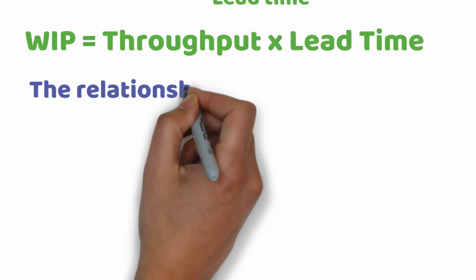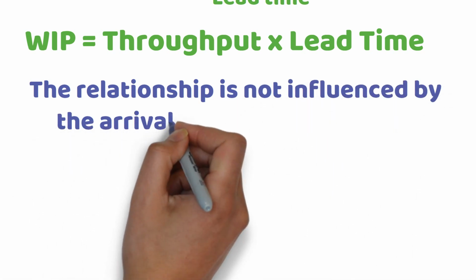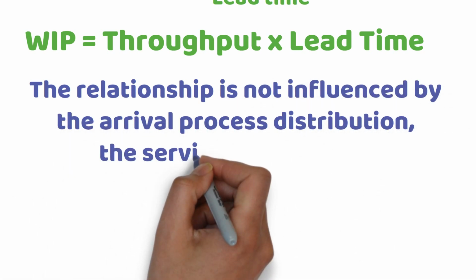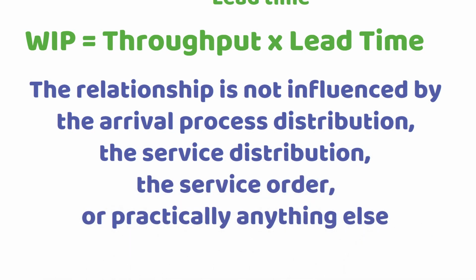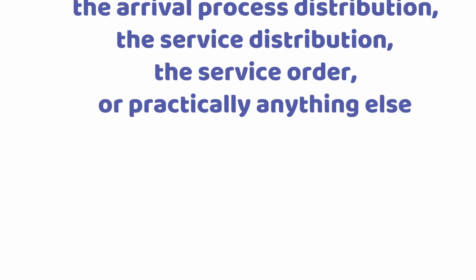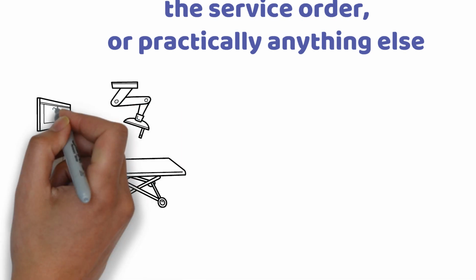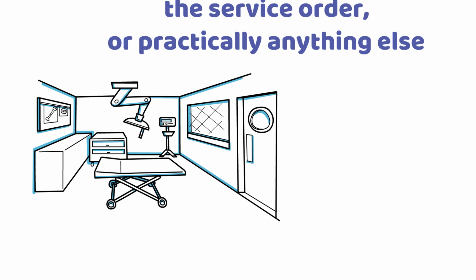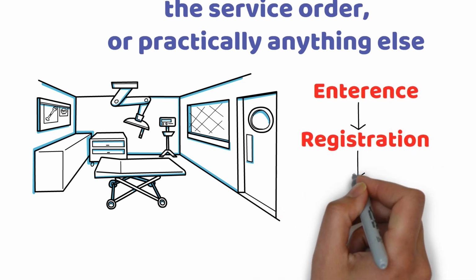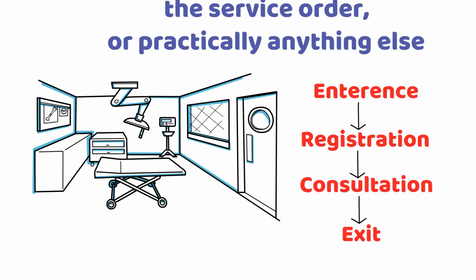The relationship is not influenced by the arrival process distribution, the service distribution, the service order, or practically anything else. In most queuing systems, service time is the bottleneck that creates the queue. Imagine a small clinic with only one doctor. The system will be like entrance, registration, consultation by the doctor, and then exit.